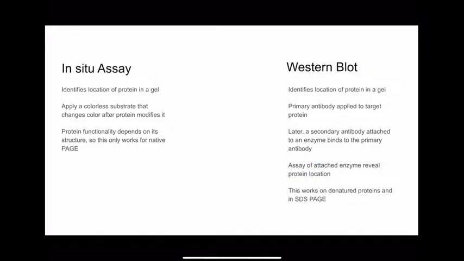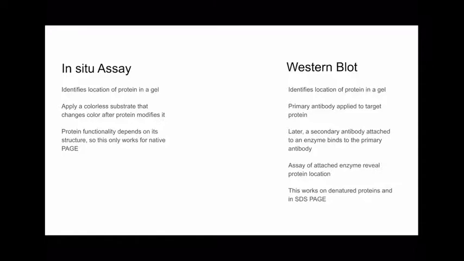In situ assays can be used on enzymes to determine the position of a protein on the gel. However, enzymatic activity requires that the protein be folded correctly, so this can only be used on a native PAGE. By adding a substrate that changes color once the enzyme changes it, it lets you identify the location of the protein on the gel. On the other hand, a Western blot can be used to determine the location of proteins even on an SDS-PAGE.